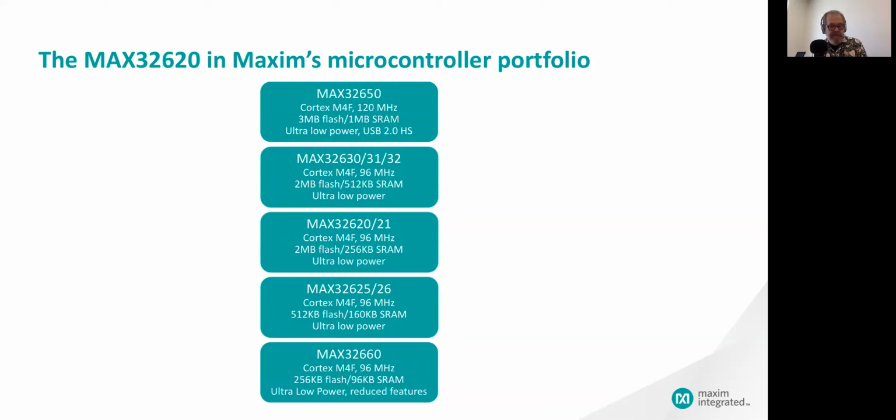The 650 takes the high end. It has more flash, more SRAM, SPI execute in place, a color LCD controller, and Hyperbus, Accellibus features.